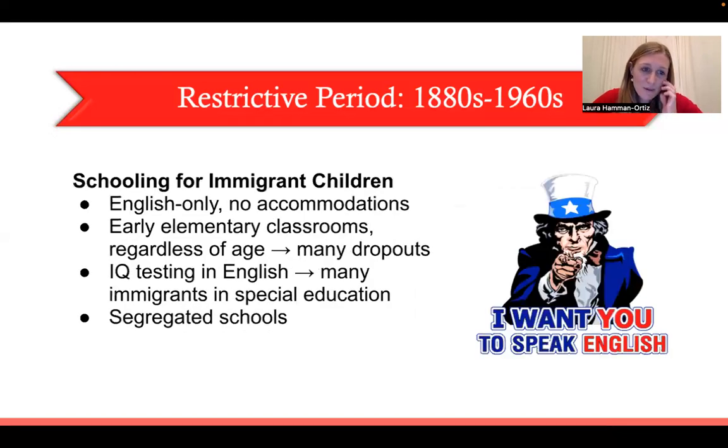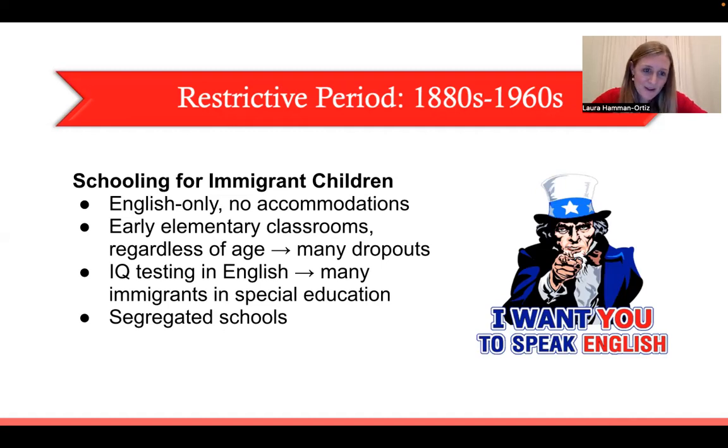All right, so moving towards schooling for immigrant children, as you probably will not be surprised based on some of the policies that were in place, schooling was English only. So a lot of those bilingual initiatives, bilingual education opportunities that we saw in the previous period were removed. So English only, no accommodations for immigrant children, and many immigrants were put into early elementary classrooms regardless of their age. So you might have a teenager who was put into an early elementary classroom. Unsurprisingly, many students dropped out, didn't finish school.